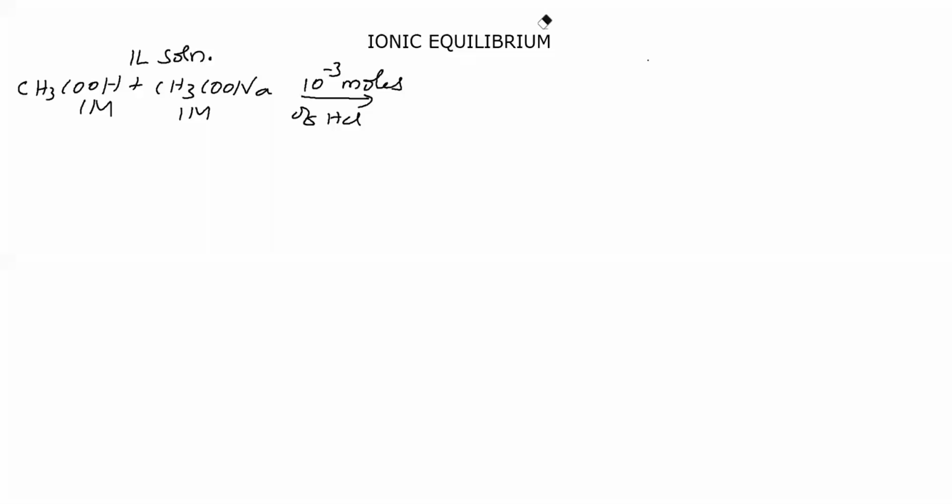Now we added 10 power minus 3 moles of HCl. That HCl gives H plus ions. So the H plus ions provided by HCl are this much. Now, what does the buffer solution have to do? The buffer solution has to remove this H plus. It should consume this H plus. Therefore, this H plus should not be free.